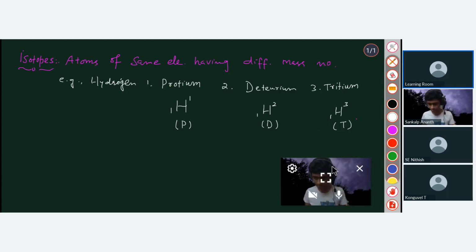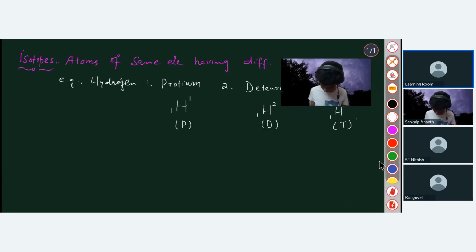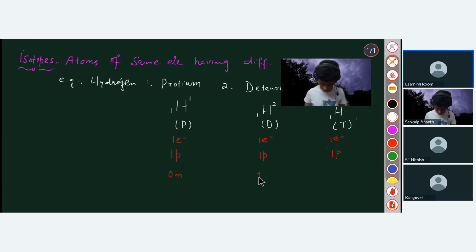Okay. If we have studied these, can you tell me how many electrons, protons, and neutrons are in all these cases? In protium, how many electrons are there? One. How many protons? One. Neutrons? Zero. So one electron and one proton in everything. Exactly. Now tell me for deuterium. There will be one neutron. Here it's deuterium, and the neutrons are two.